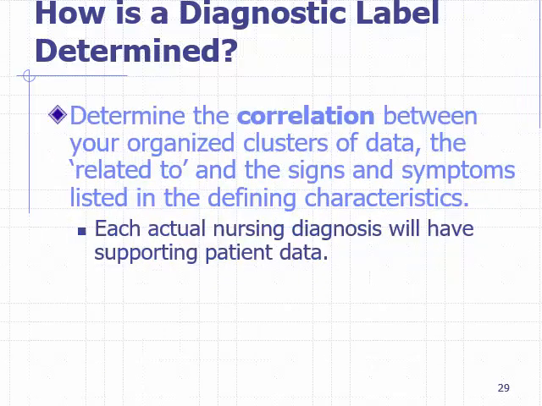Next, what you do is you determine the correlation between your organized clusters of data and the related tos and the signs and symptoms listed in the defining characteristics. So each actual nursing diagnosis will have supporting patient data. You are trying to determine which diagnosis best matches your data and your cues. When it is written as a formal statement, such as ineffective airway clearance, this is called a nursing diagnosis.